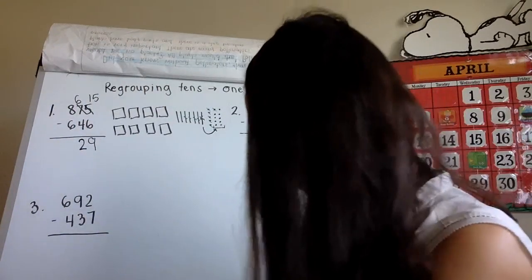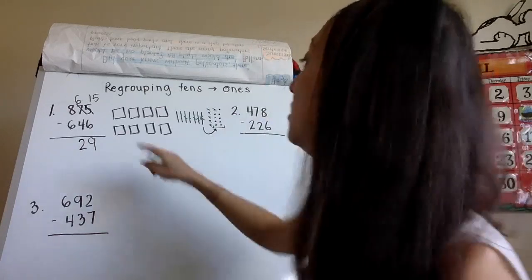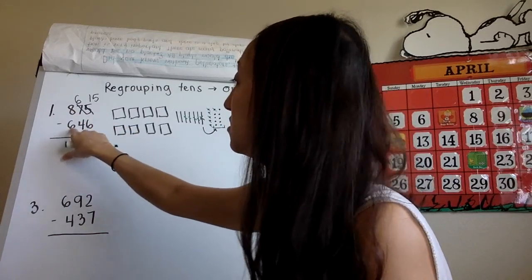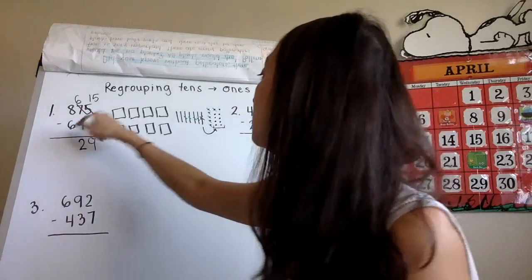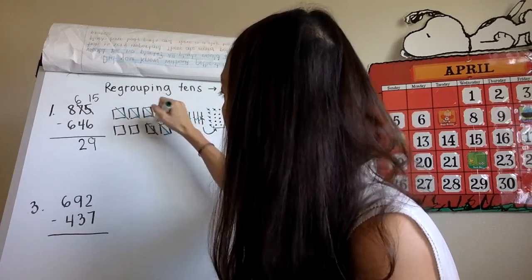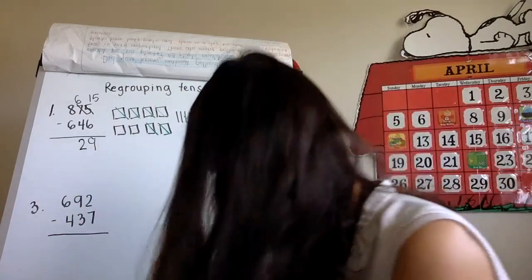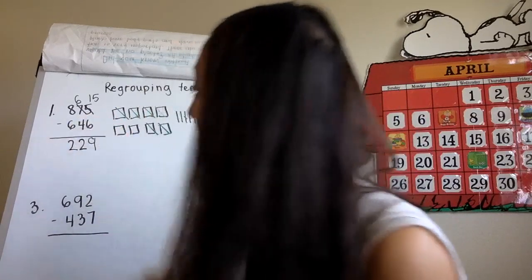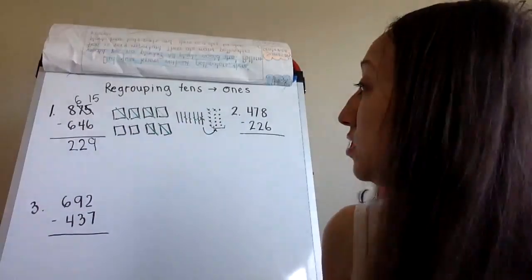Okay, and then the last part, I'm going to do 8 minus 6. I'm going to take away 6 hundreds from 800s. Okay. 1, 2, 3, 4, 5, 6. And after I did that, I have 200s left remaining. Okay. And so that is my answer, 229.